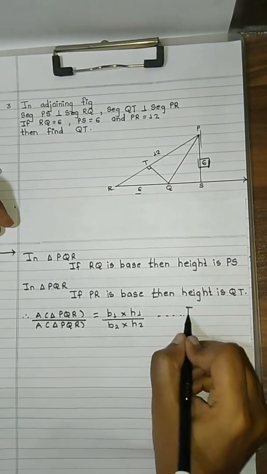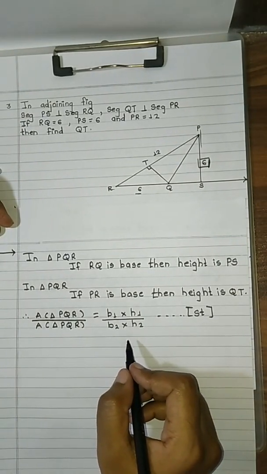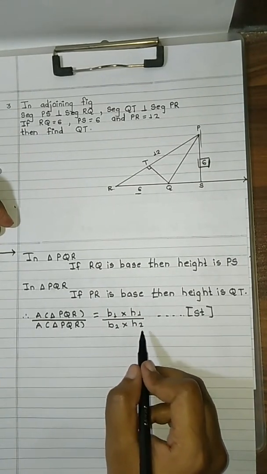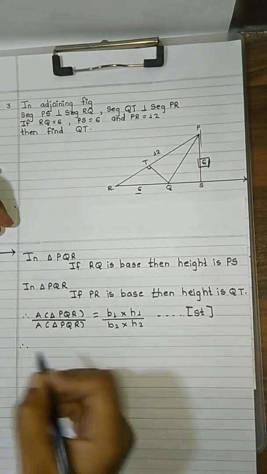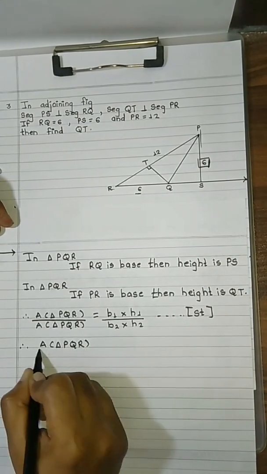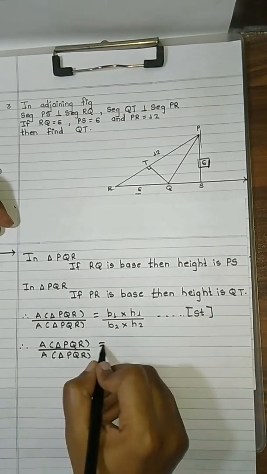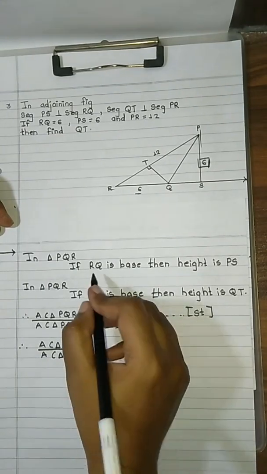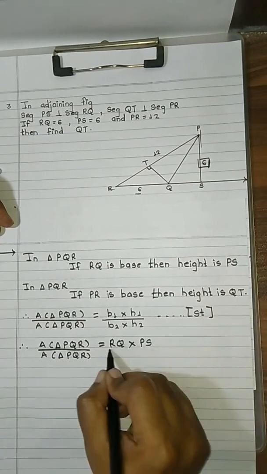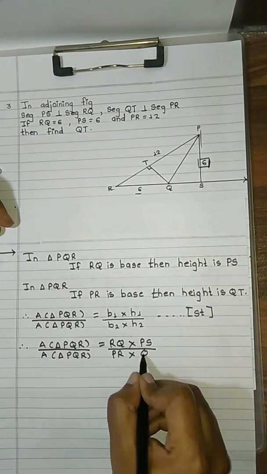You can write down the statement over here. That is, the ratios of the areas of two triangles is equal to the ratio of the product of their bases and the ratio of their corresponding heights. Therefore, area of triangle PQR upon area of triangle PQR is equal to, so what is the base? RQ. B1 is RQ and H1 is PS upon base 2 is PR and H2 is QT.